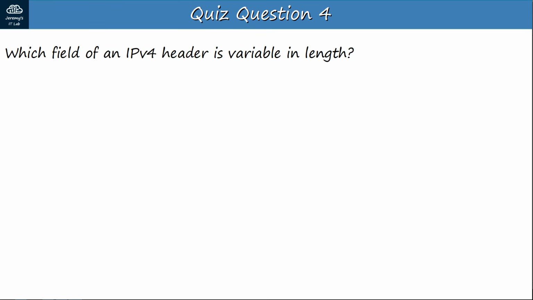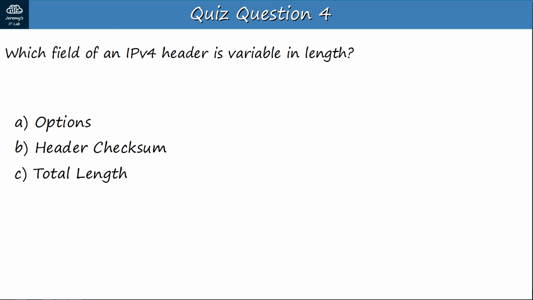Which field of an IPv4 header is variable in length? A. Options, B. Header checksum, C. Total length, D. IHL. Pause the video to think about your answer.